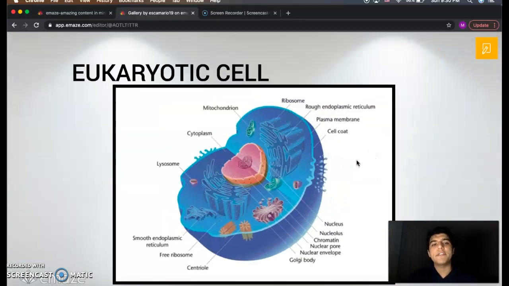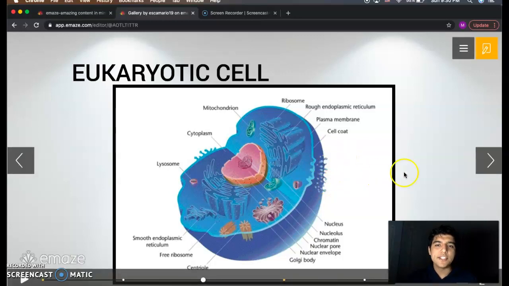Okay, here's a picture of a eukaryotic cell. At this point, I want you to pause the video for a few seconds and spend some time taking a look at the cell. I want you to identify some of the things that you notice that are different between the prokaryotic and the eukaryotic cell. Okay, so take your time, and when you're ready, continue the video.